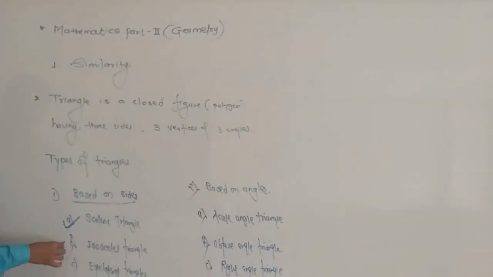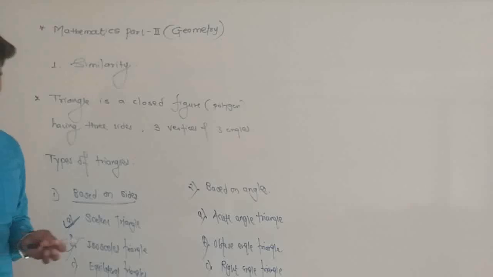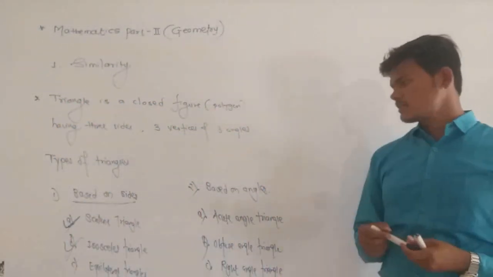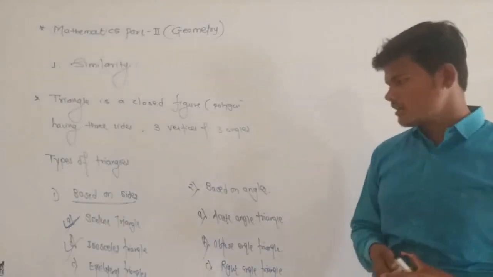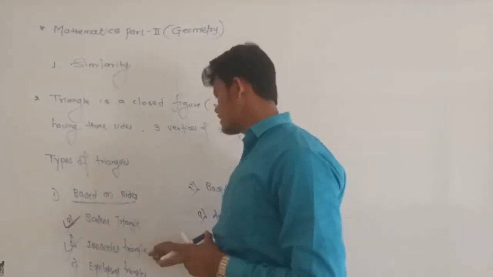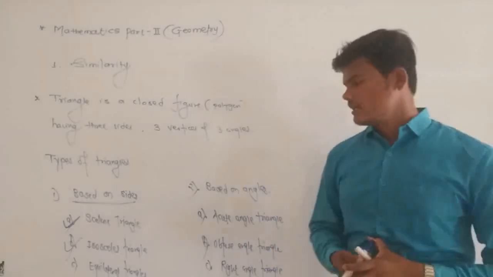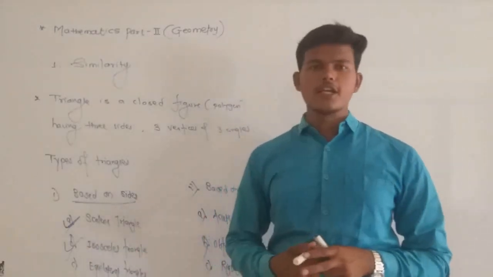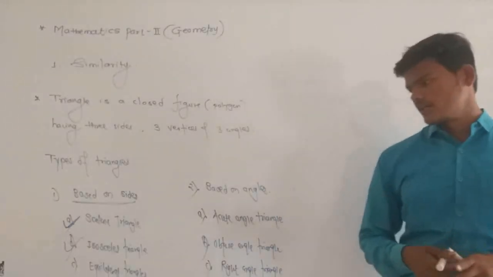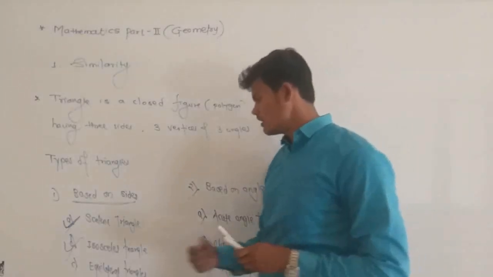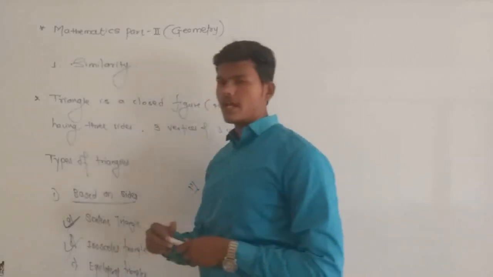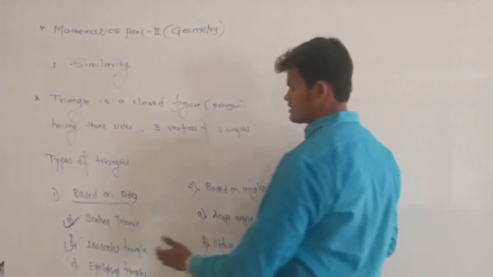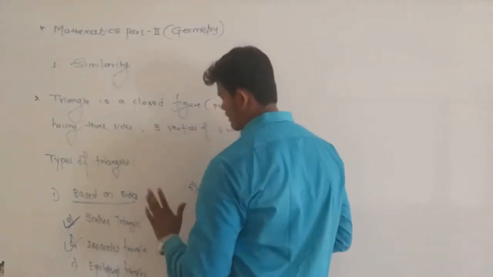Now isosceles. Isosceles triangle means what? In which two sides are equal. So a triangle having two sides equal in length is called an isosceles triangle. Now third, that is equilateral triangle. Equilateral. Equi means equal and lateral means sides. The triangle whose all sides are equal in length is called an equilateral triangle.